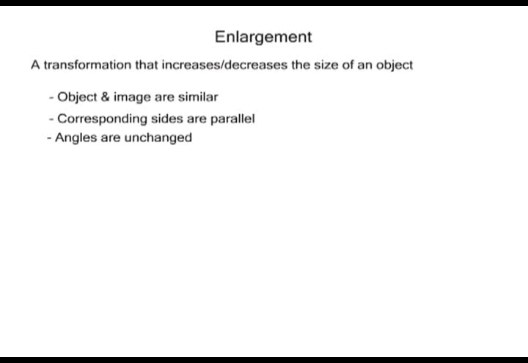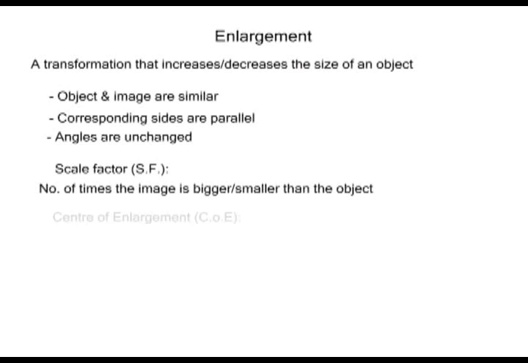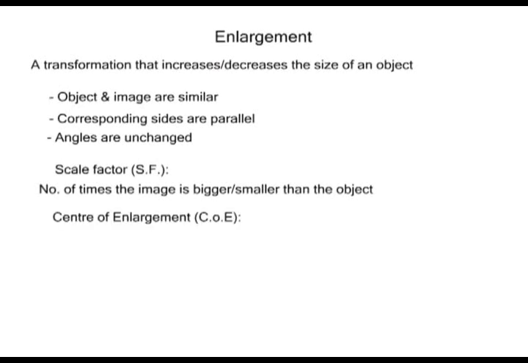An enlargement is defined by two components. One, the scale factor of enlargement, and this is the number of times the image is bigger or smaller than the object. A scale factor of 2 means the image is twice as big as the object. A scale factor of a half means the image is half as big as the object. And two, the center of enlargement, and this is the point of reference and where all the distances are measured from.